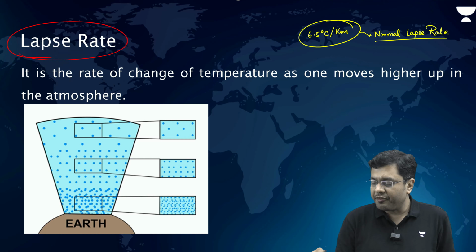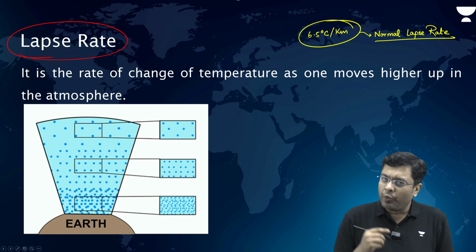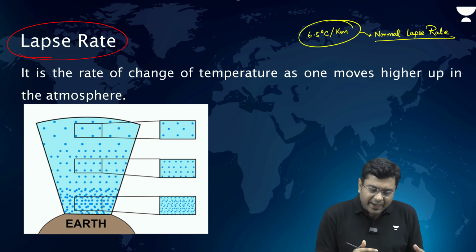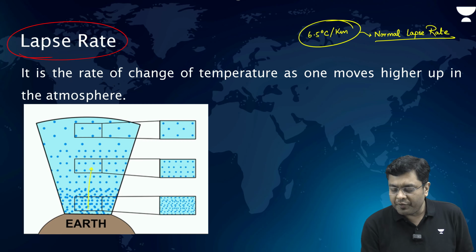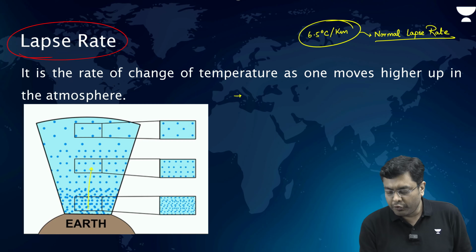Okay, that is what we refer to as the normal lapse rate. Now, why does it happen? Primarily because as you move away from the ground surface, you are moving away from the source of heat. So, the source of heat is the heating of the ground. The source of heat is the ground.